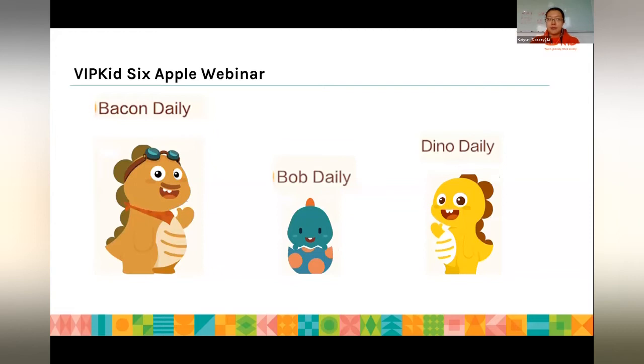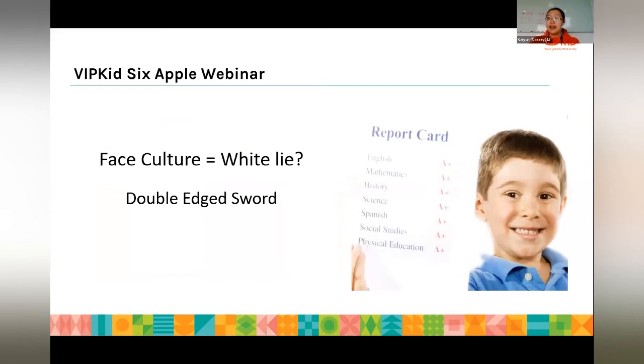Who do you think is Bacon Daily's favorite son? It is Bob Daily, because by not discrediting his father in front of the fellow villagers, Bob Daily saved Bacon Daily's face. And yes, 面子 is something that you can save, it's something you can borrow, it's something you strive hard to gain, it's something that you protect. So is face culture the same as a white lie? Yes and no. Sometimes a white lie is required to save someone's face.